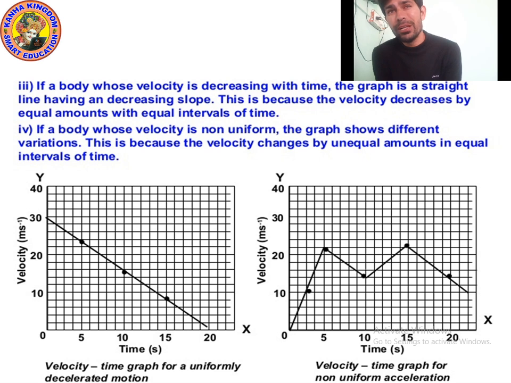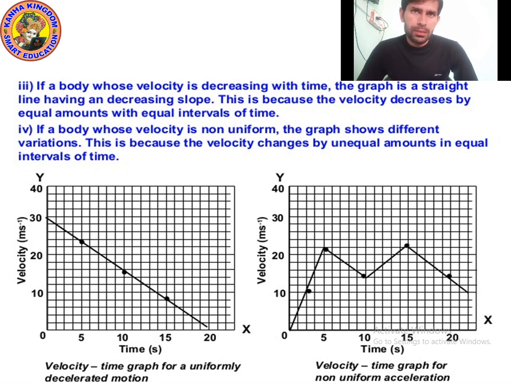If a body's velocity decreases with time, then the graph will also be a straight line, but with a decreasing slope. In the previous slide, we saw the graph for uniform acceleration, in which velocity was increasing, so the graph was a straight line but with an increasing slope. But here, as you can see in the first picture, the graph is for deceleration, because the velocity decreases by an equal amount in equal intervals of time. Time is shown on the x-axis and velocity is represented on the y-axis.